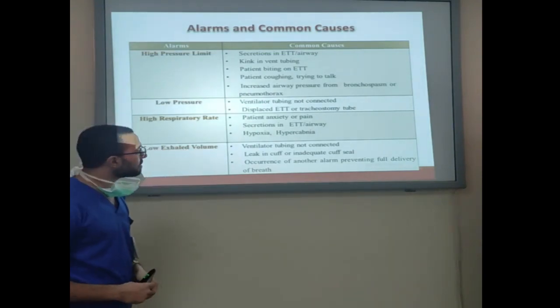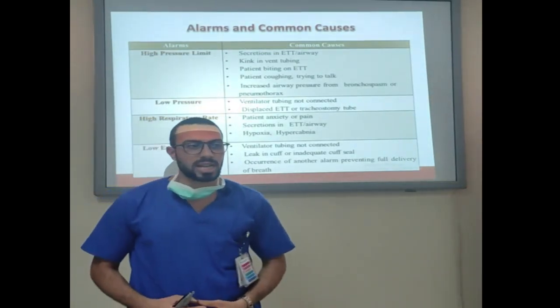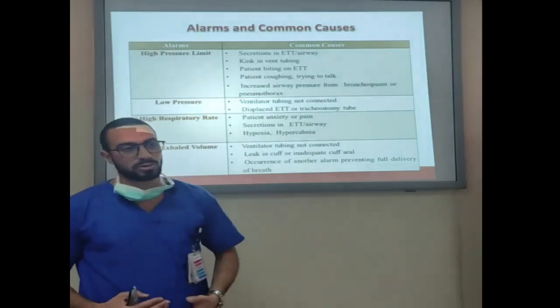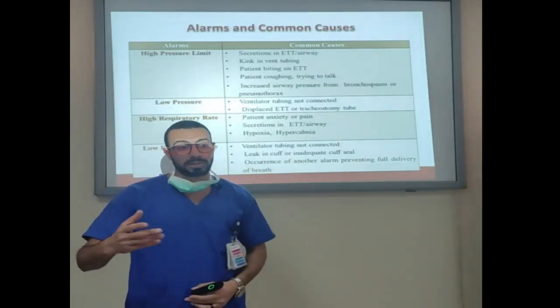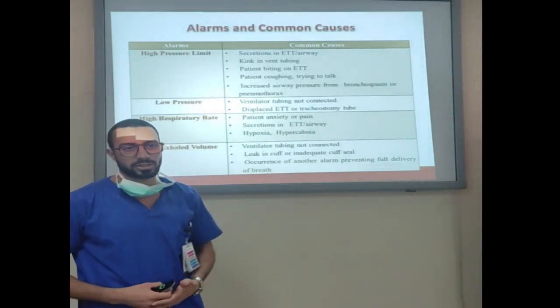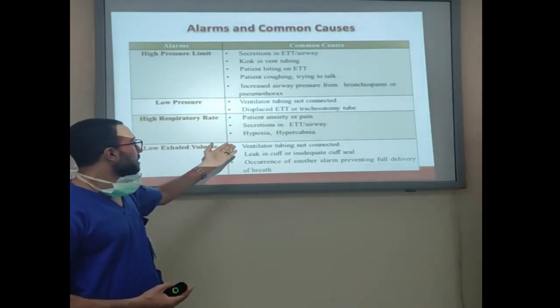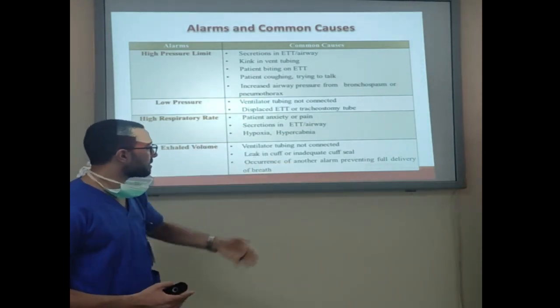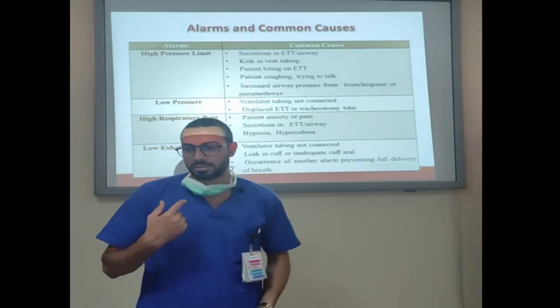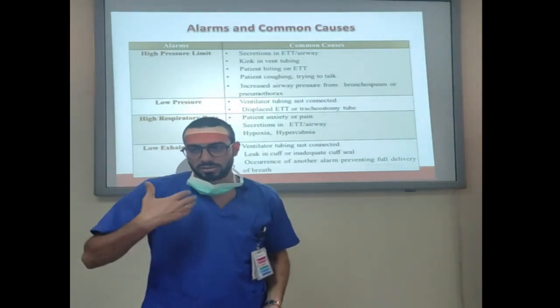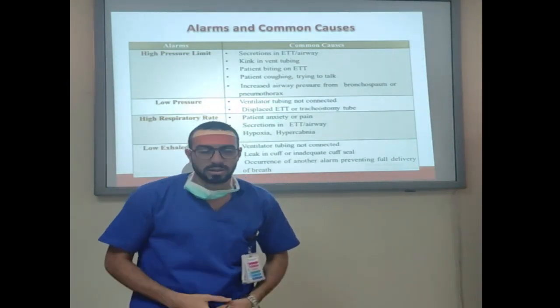High respiratory rate: sometimes the patient has pain or anxiety or something. Psychological trauma, by the way, is one of the most important complications of ventilation. Anyway, also secretions in the ATT, hypoxia, hypercapnia. If the patient has any problem that makes him try to breathe faster.